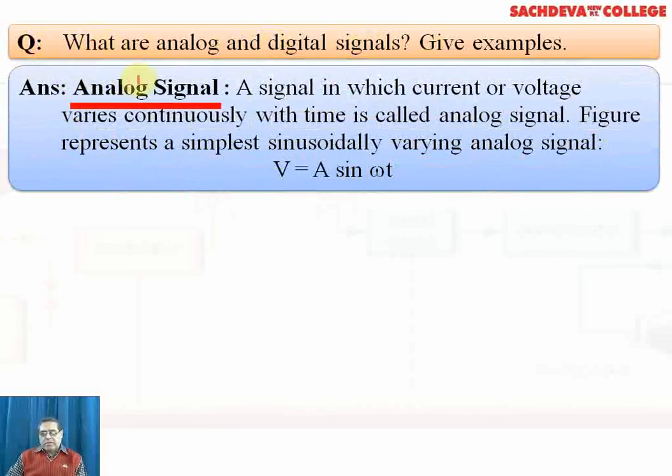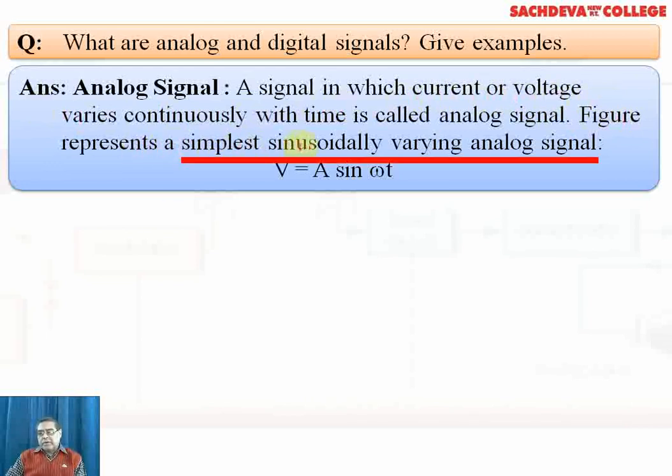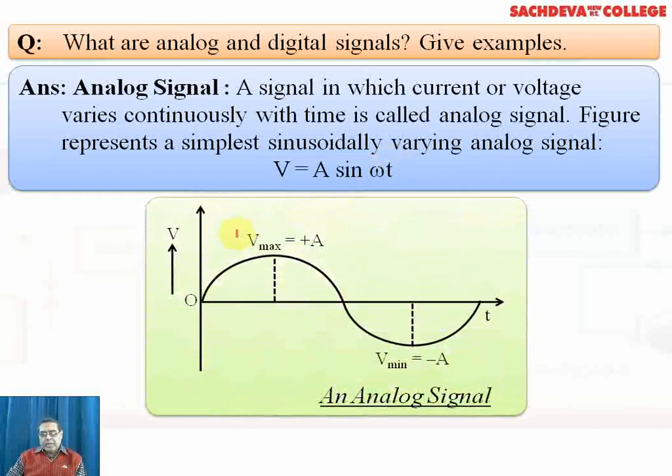Now we come to the analog signal. A signal in which the current or voltage varies continuously with time is called an analog signal. So an analog signal is in the form of a sine curve. The figure represents the simplest sinusoidal varying analog signal. V is the voltage of the signal, A is the amplitude of the signal, and omega t is the phase angle. A is the coefficient of sine omega t, and can be known as the displacement amplitude. So the analog signal is indicated in the figure.